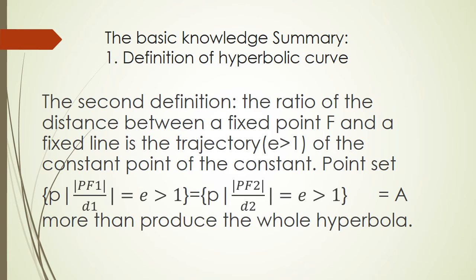Okay, now look at the second definition. It's the trajectory of points whose ratio of the distance to a fixed point F and to a fixed line is a constant E greater than 1. The point set P such that the value of PF1 over d1 equals E, which is greater than 1, also equals PF2 over d2 equals E, which is also greater than 1. They are equal to E, and together they produce the whole hyperbola.